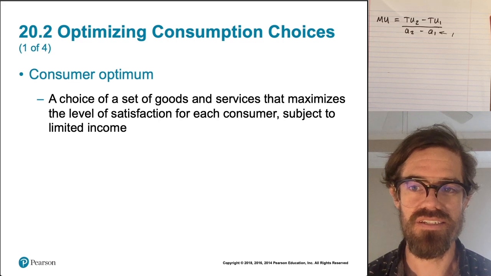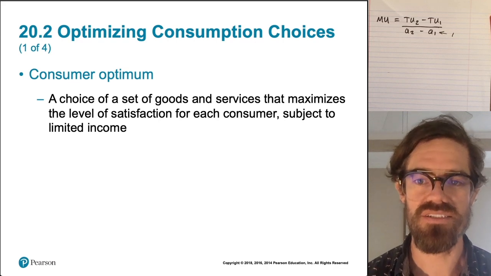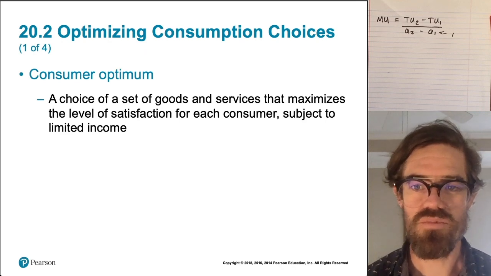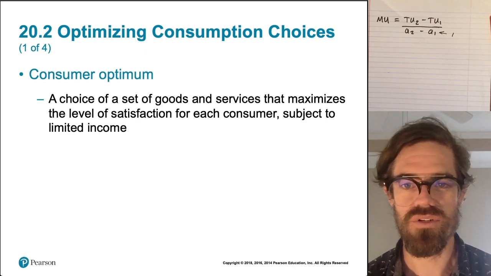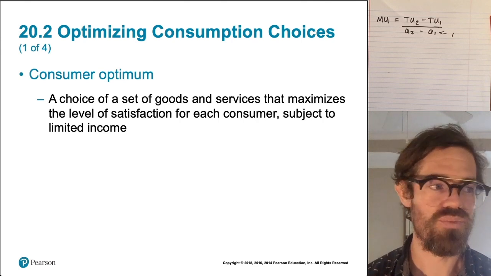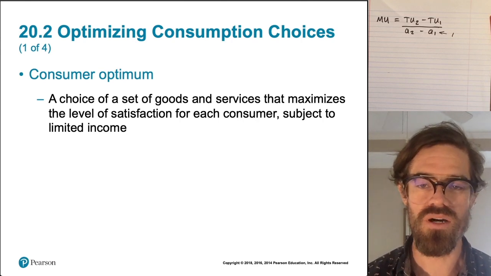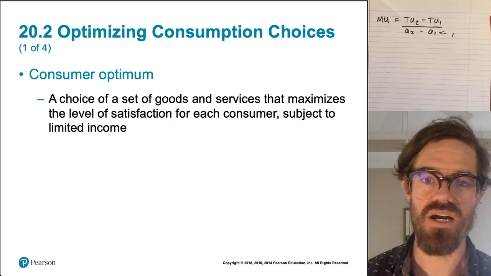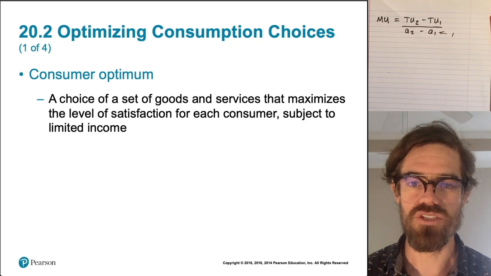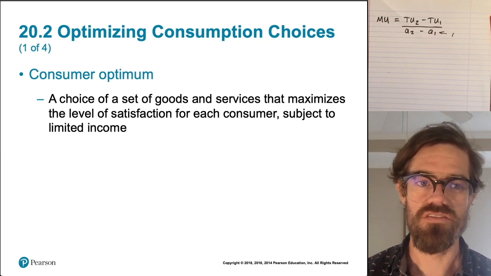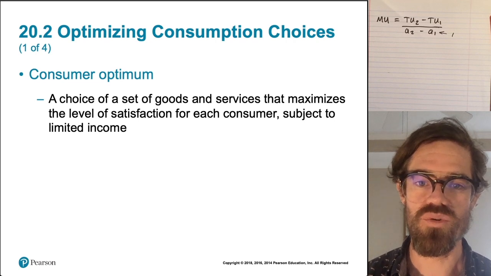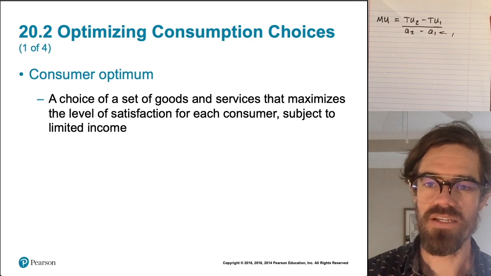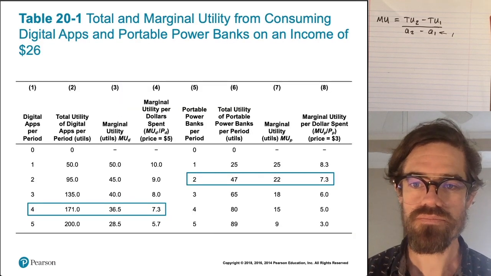Well, it's the set of goods and services that maximizes the level of satisfaction for a given consumer, subject to a budget constraint, or in other words, limited income. So, of course, we can't purchase everything that we want because we are limited to a budget. So that's part of the consumer optimum: the consumer is trying to make themselves as well off as possible, but of course they're limited by a budget constraint. They're limited by an income. So that's the idea behind consumer optimum.